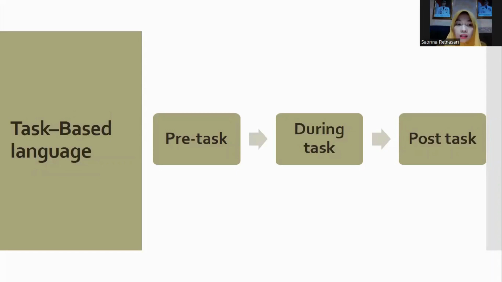The next slide is about task-based language. There are 3 tasks in this part. The first is pre-task. Pre-task is to prepare students to do the task that will be given. In this stage, the teacher can do framing. Framing means giving the students an idea of how the task is carried out and the output of this activity. For during task, the teacher can set up options for students about how the task can be done. And the last is post-task.